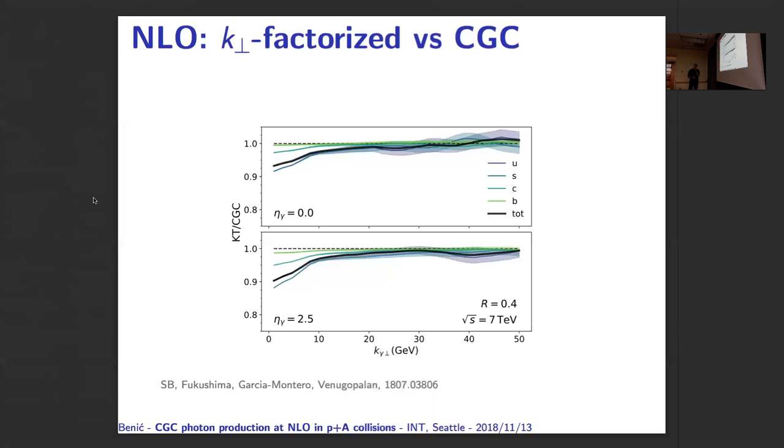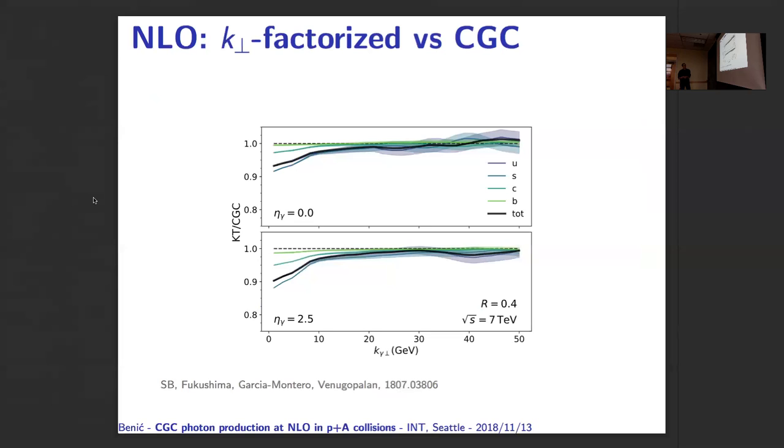And now I show some systematics of the numerical calculation. Here I plot the ratio of the full inclusive cross section coming from the kT-factorized version of the cross section and the full CGC version of the cross section. This is the ratio as a function of kT. The collision energy is fixed to 7 TeV, and the two plots are for two different rapidities. And we resolve all the contributions per flavor. And there are two things.